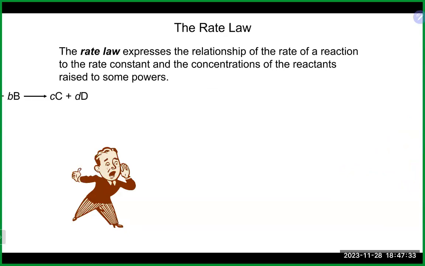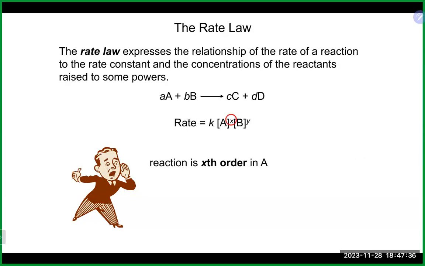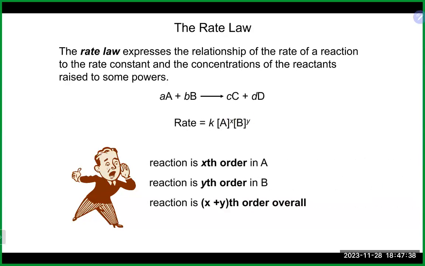So let's talk about the rate law, which is a little bit different than the rate expression. First off, the rate law expresses the relationship of the rate of the reaction to its concentrations and some type of orders. The first thing that's really different is, for example, if we have this reaction, the rate law here would be: the rate is equal to k, which is our rate constant.